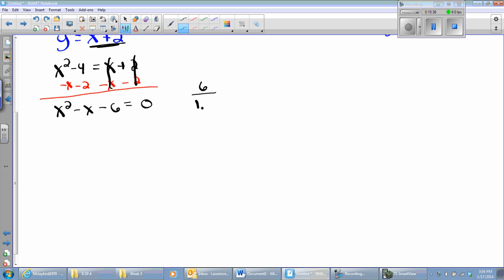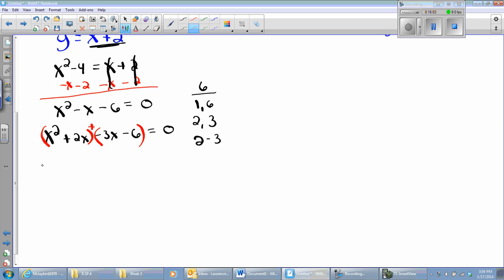I have 1 and 6 and 2 and 3. And I need them to subtract to get negative 1. Well, that's going to be 2 minus 3. So I'm going to rewrite this as x squared plus 2x minus 3x minus 6. That'll equal 0. I'm going to do some GCFing. Remember the GCFing? All right.